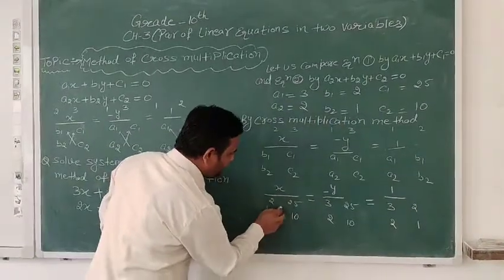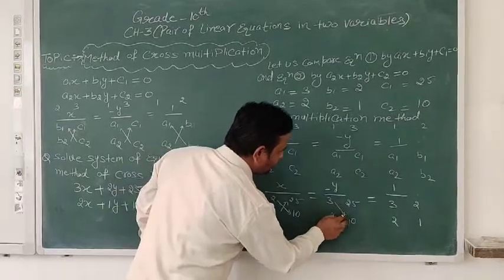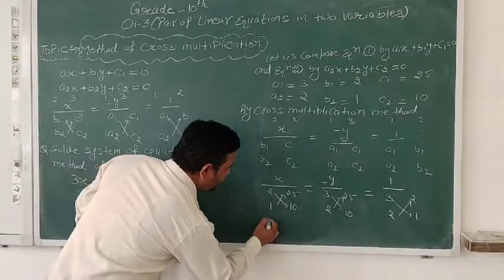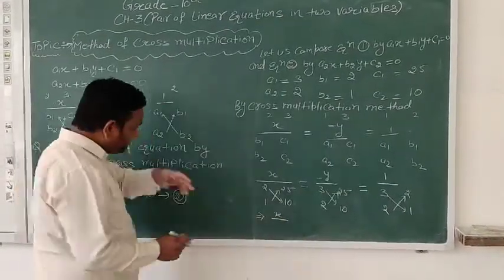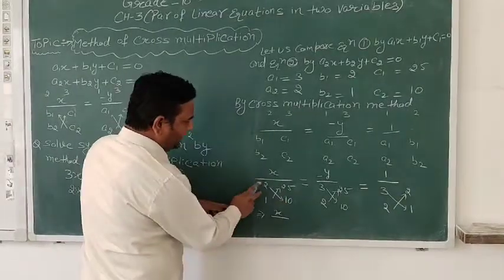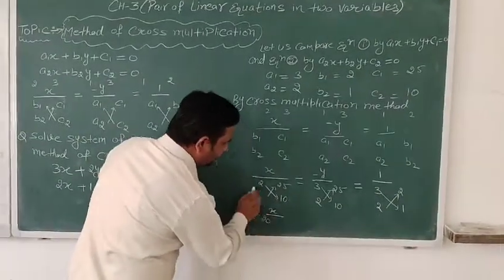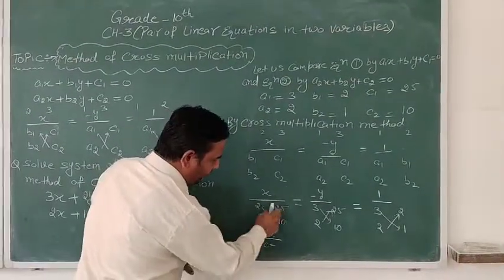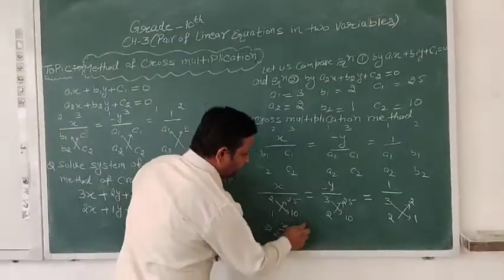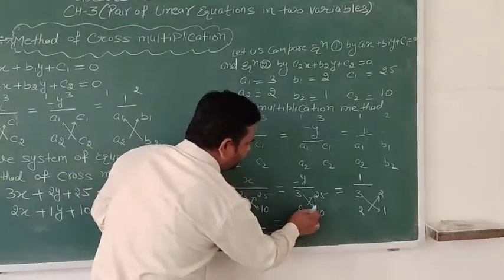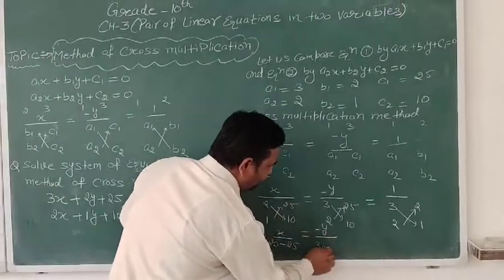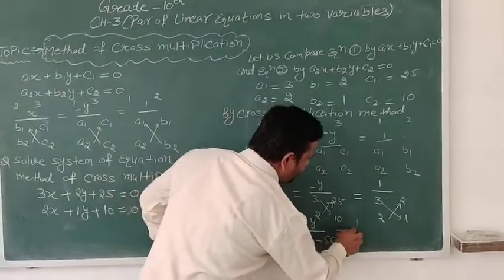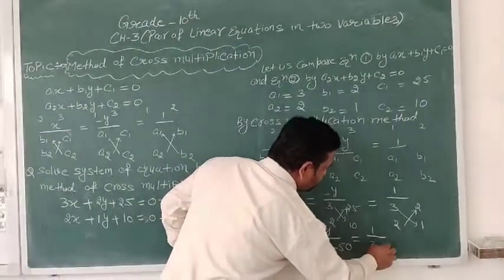So the next process is we have to go for cross multiplication, because we are finding the solution by the cross multiplication method. So it implies x upon, first you have to multiply these two: 2 tens are 20, minus, after this there is a sign of subtraction, 1 into 25 is 25, equals to minus y upon 3 into 10 is 30, then minus, then 2 into 25 is 50. It further equals to 1 upon 3 into 1 is 3, minus 2 twos are 4.